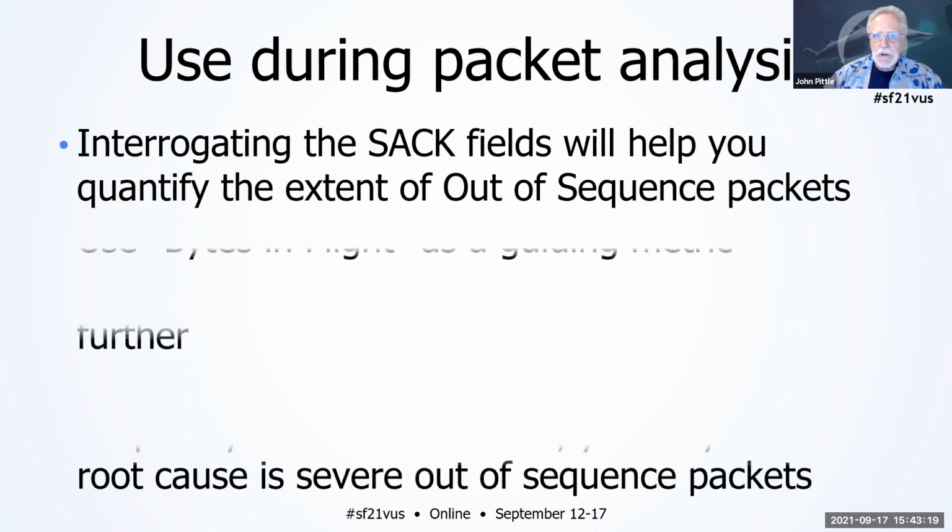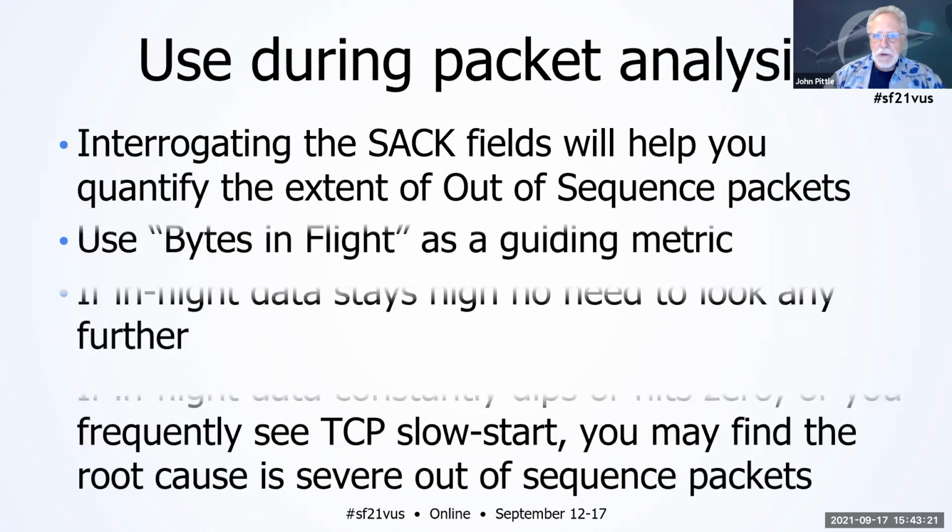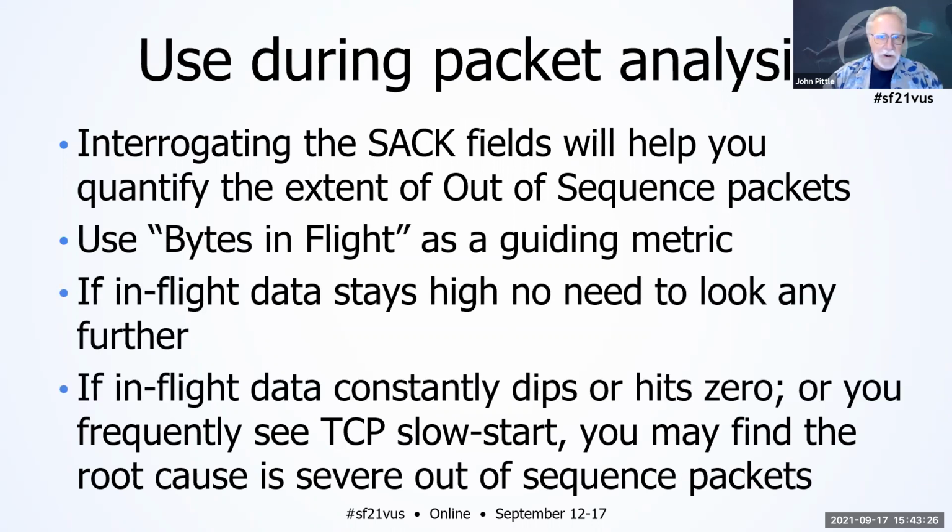So you want to know that it's there. You want to focus on the bytes in flight as a guiding metric, and we'll be looking at that in our example. If in-flight data bytes stay high, then you know you're not really having a congestion window problem. Maybe it could be even higher if you could arrange for some additional receive window. But as long as in-flight stays high, you're probably going to be in good shape.